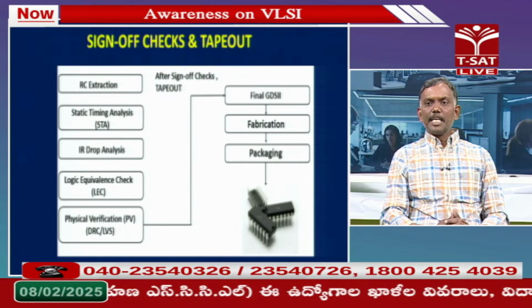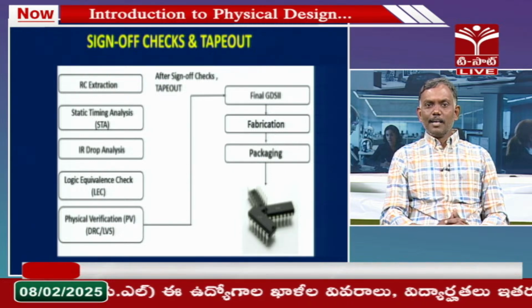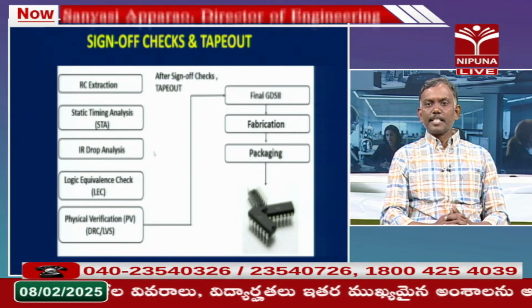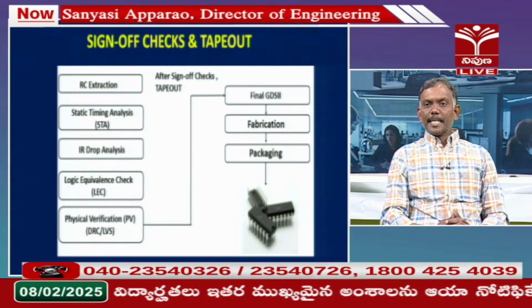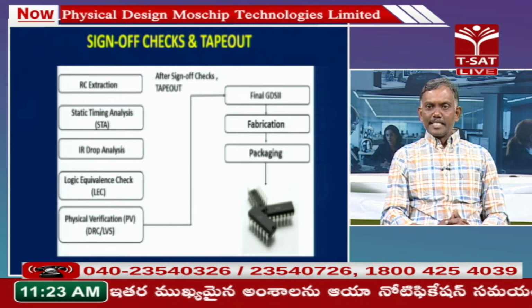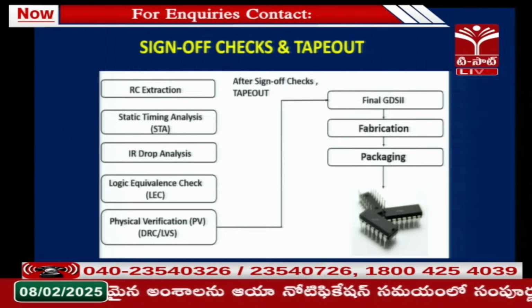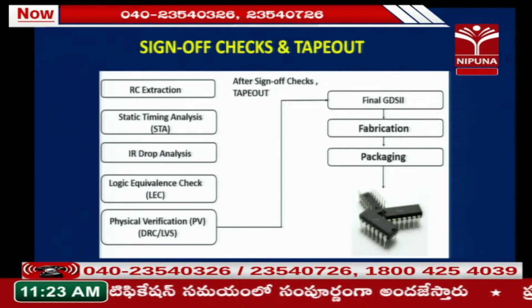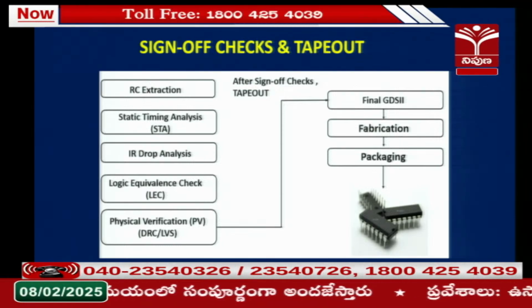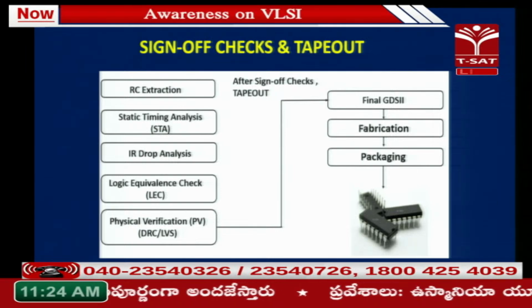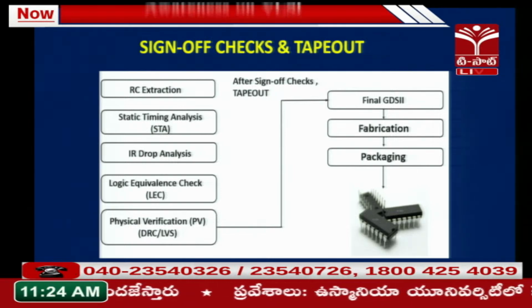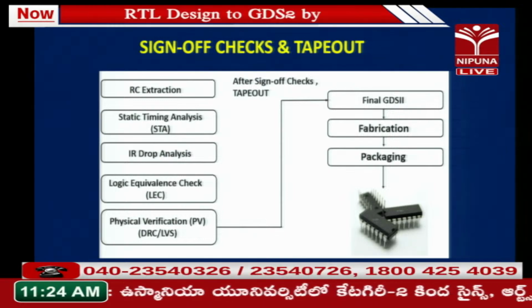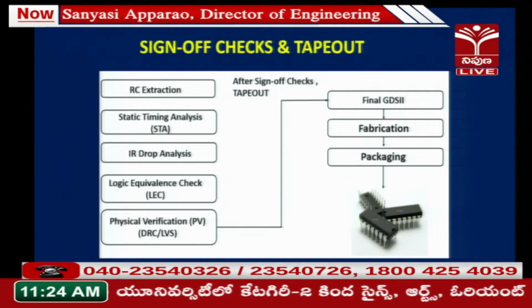Next one is logic equivalence check, LEC. This is confirming your functionality. On the final database, we need to do the sign off LEC check. And next one is the physical verification, DRC and LVS. Of course, we are doing the design rule check in PNR also. The connectivity check, opens and shorts, is called LVS. That is also checked in PNR, but that is not sufficient. In sign off physical verification we need to check DRC and LVS. These are all called sign off checks.